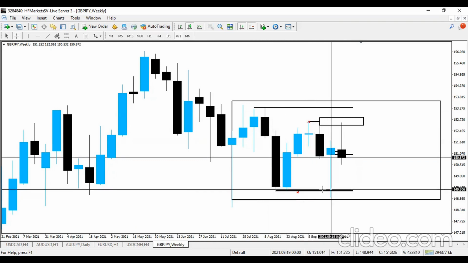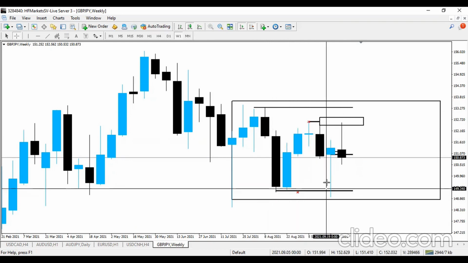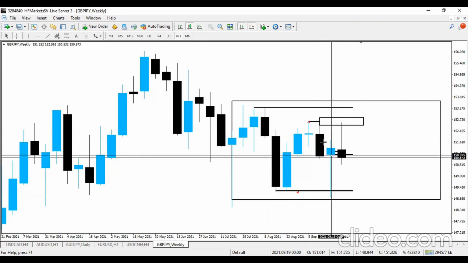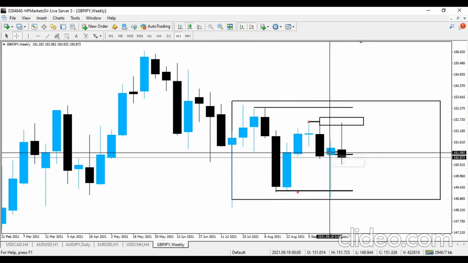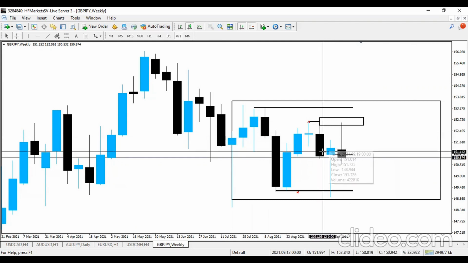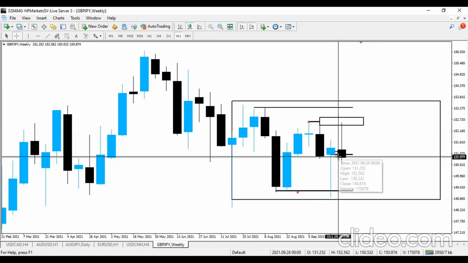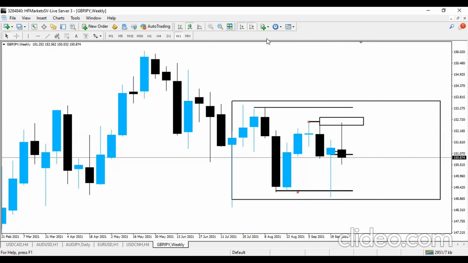So this was basically what I saw. I saw that they had taken out liquidity on the weekly when this week closed. This was what I saw on the weekly candle. I said, okay, fine, I'm going to be very careful around this candle because I didn't like how it closed. It closed as a spinning top. It didn't close as a bullish candle or a pin bar.